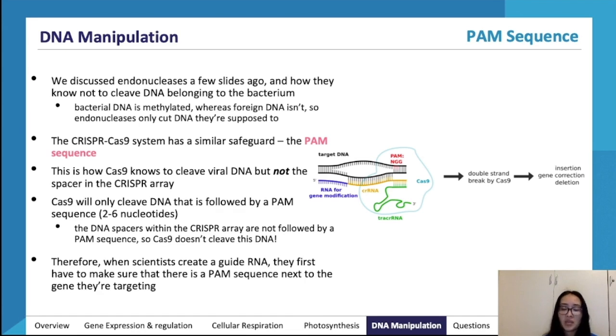But there are tons of different PAM sequences, and so you can pretty much tailor where you want to cut the DNA. Okay, so you can see here you've got the target DNA, and you've got the CRISPR array, or that guide RNA. It will recognize its gene of interest next to a PAM sequence, and so it will cut it with the Cas9, which is that endonuclease enzyme. This cutting causes a double-stranded break, which is initiated by the Cas9, and you can have insertion of a gene, or correction of a gene, or deletion of a gene.